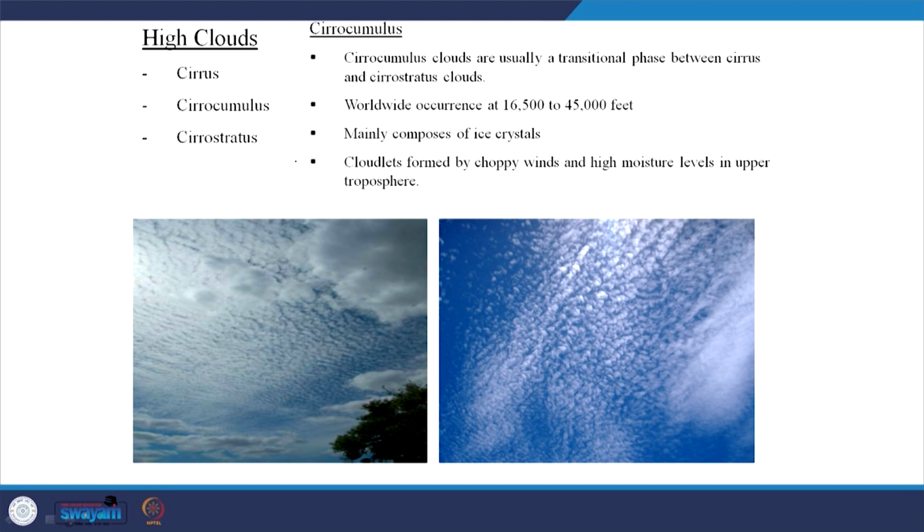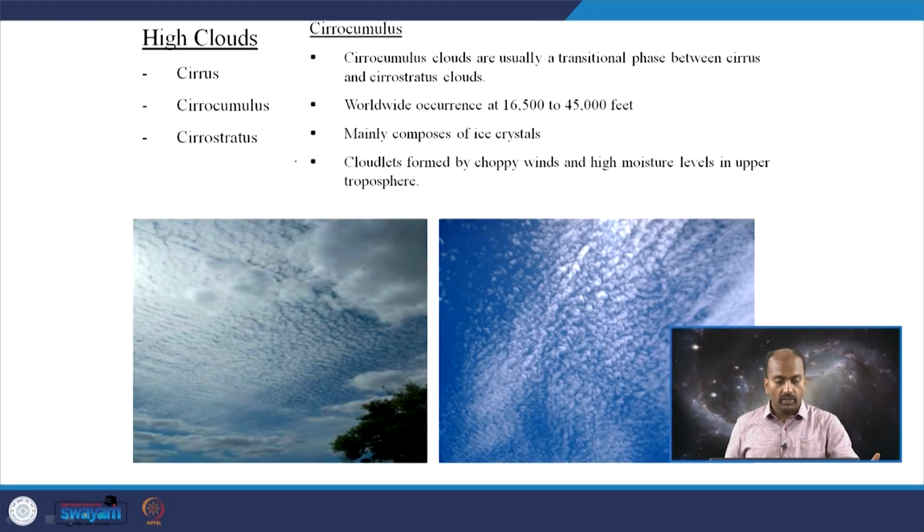Then, based on height, the third level is high clouds, which are found at very high altitudes, above let us say 15,000 or 16,000 feet. There are three different types of clouds which can be seen at these heights: cirrus, cirrocumulus and cirrostratus. In the primary classification, we have seen how these names mean a particular type of cloud.